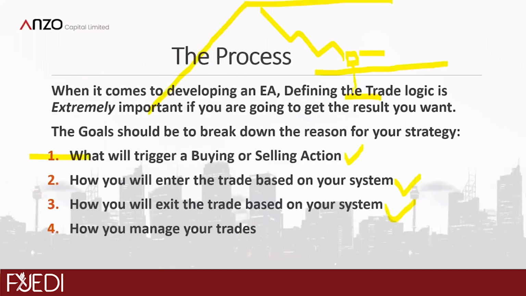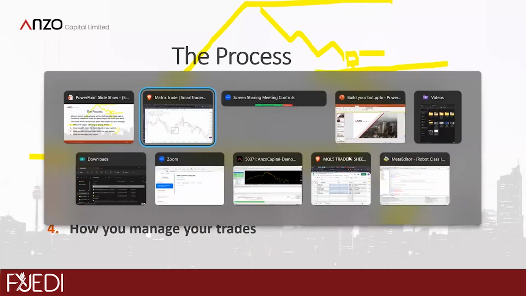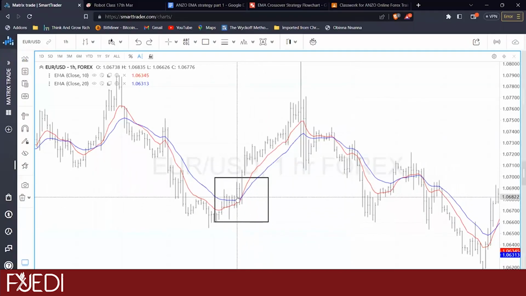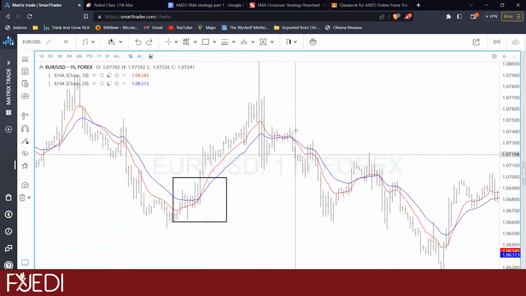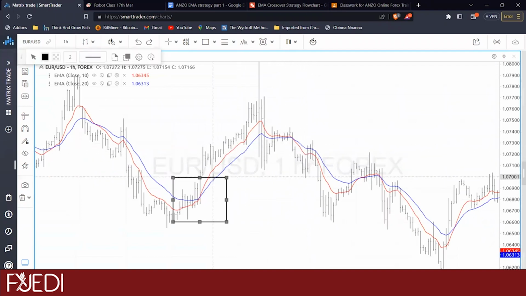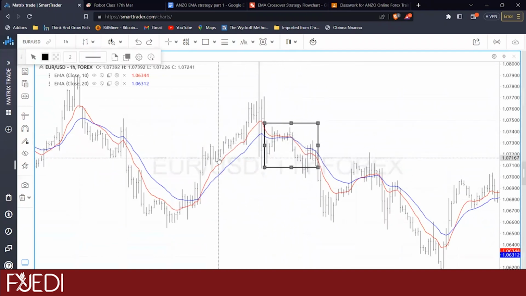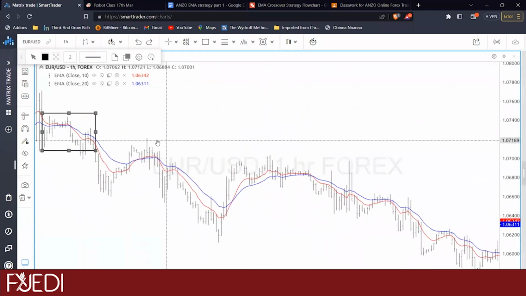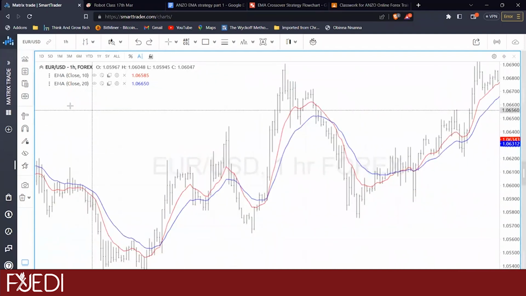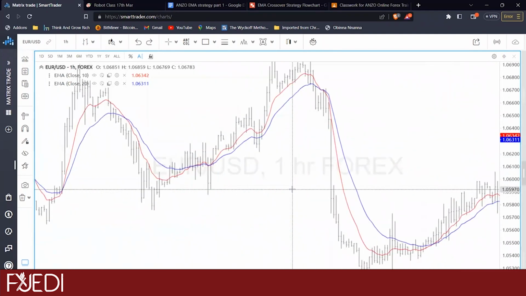Now, if we go back to our slide, we asked, what would trigger our buying or selling action? In this case, it is triggered by the crossover of the moving average. We look to buy when the 10-period moving average crosses above the 20-period moving average, and we look to sell when the 10-period moving average crosses below the 20-period moving average. You can see it here, the red one, which was above, suddenly crossed below, and price began to drop. So at this point, you should understand exactly what we are trying to accomplish with the moving average and why we are doing it.